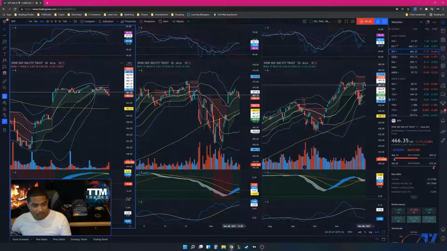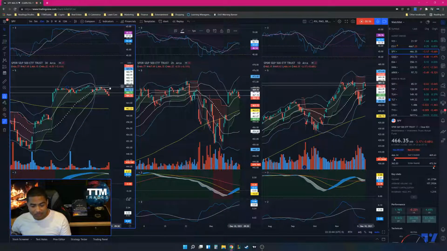You can see here we got 467 here, and then the top sitting right at 469. So we've just been back and forth between 467 and 469, give or take, for the past, what's today, past 2, 3 days. And then we finally broke out to the downside.